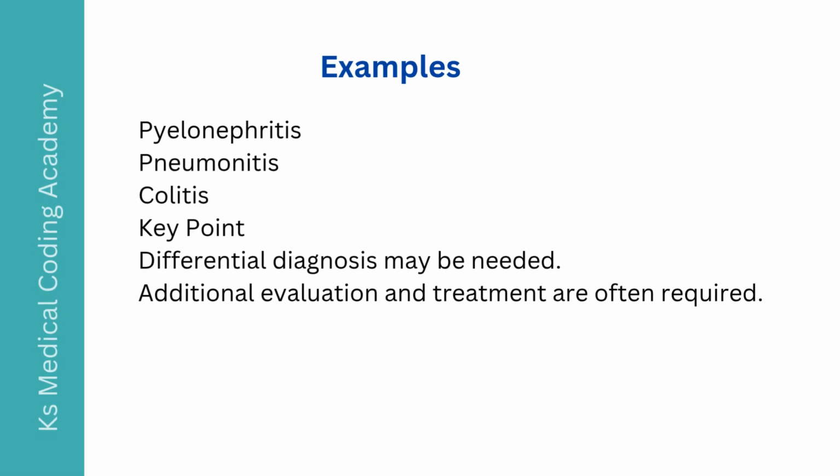Examples of acute illnesses with systemic symptoms include pyelonephritis, pneumonitis, and colitis. These conditions often require additional evaluation, diagnostic testing, and treatment. For the CPC exam, remember that systemic symptoms generally increase the complexity of medical decision-making, so always review the provider's documentation before selecting the EM level.